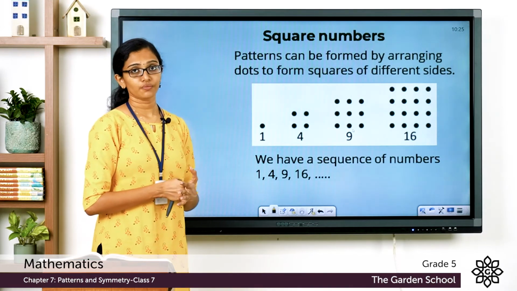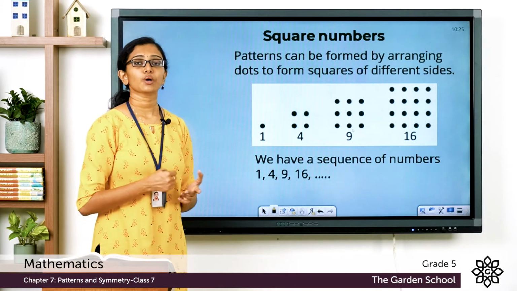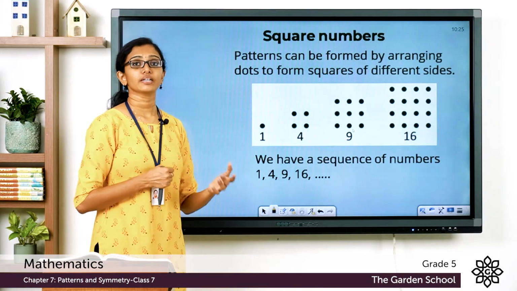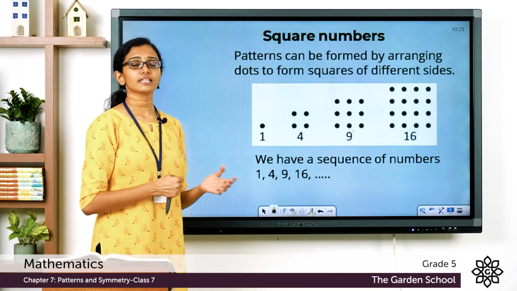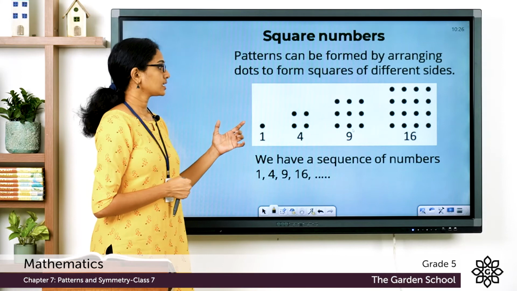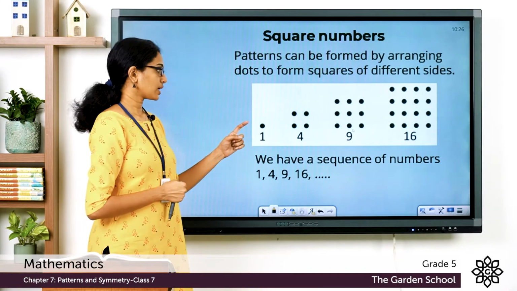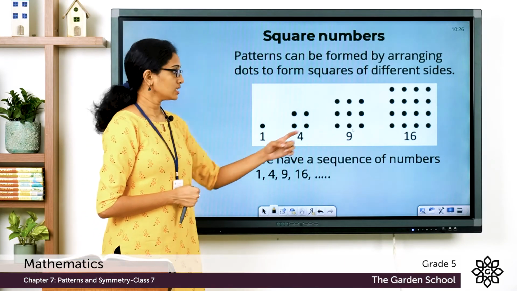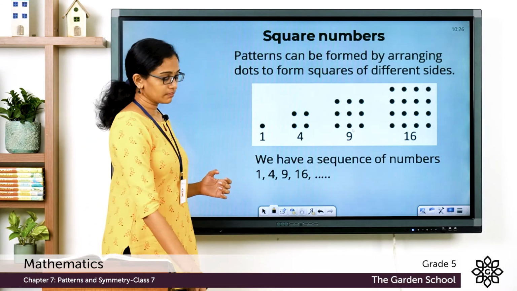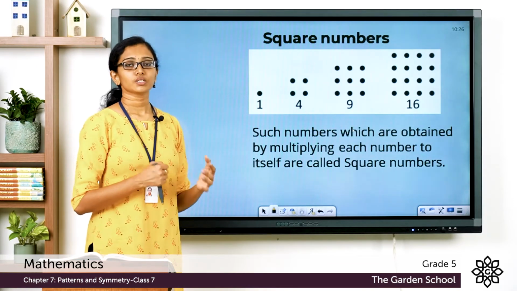For example, the square of 1 is 1 itself. 1 into 1 equal to 1. The square of 2 is 4, which is 2 into 2. Square of 3 is equal to 9, which means 3 into 3, and that is equal to 9. And you can see a pattern here with the square numbers of the first four counting numbers. Square of 1 is 1, square of 2 is 4, square of 3 is 9, square of 4 is 16, and goes on like that. So numbers which are obtained by multiplying each number by itself are called square numbers.